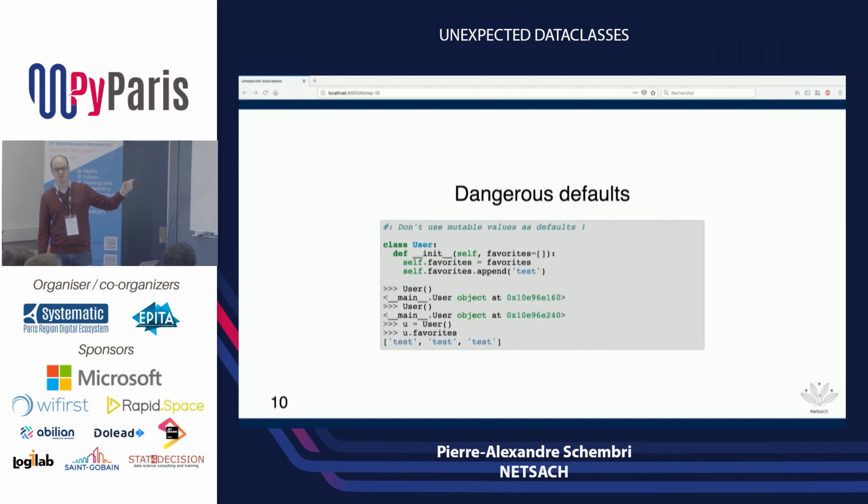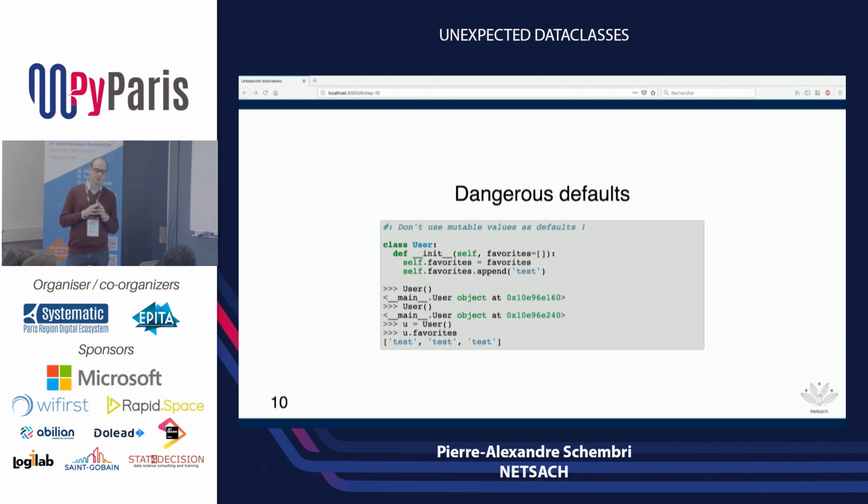Imagine in the initialization code, we want to append some defaults. So, OK, let's say test. And then we create a user, we create another user. And for the first user, we say, OK, what's the favorites? And we look at it, and there's 3x test. That's because we initialized the favorites with a mutable argument. So favorites equals square brackets, that's bad. Don't do that ever.